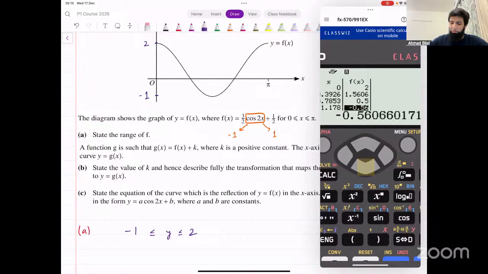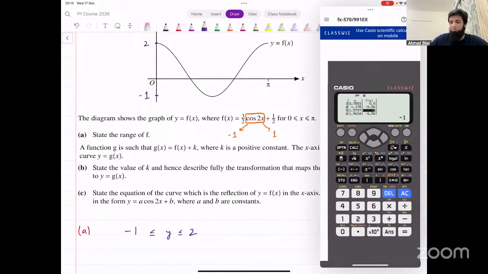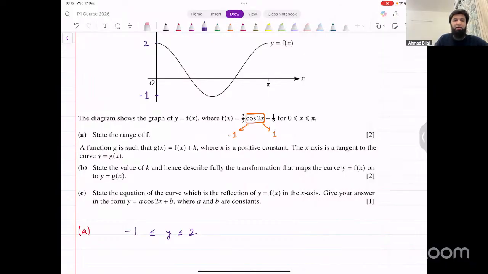Then keep going down and see what's the lowest value. -1 is the lowest value. It's not getting any smaller than that. So in your table, amongst the y values, the biggest value is 2 and the smallest value is -1. That's what you can write. You can say the range is from -1 to 2. Okay, so the first part was fairly straightforward. We could do it like this.